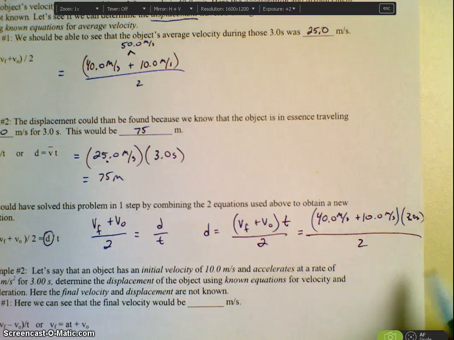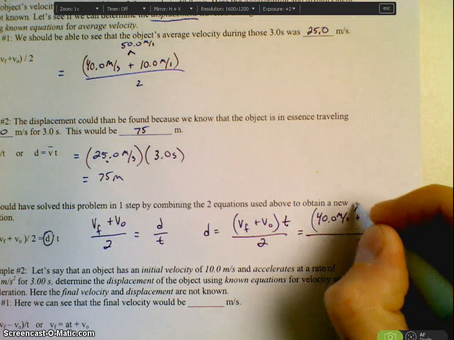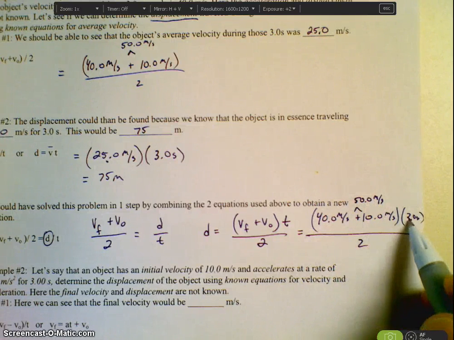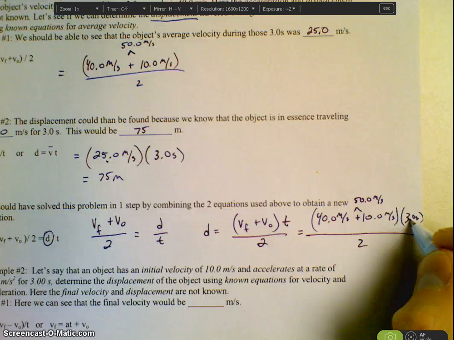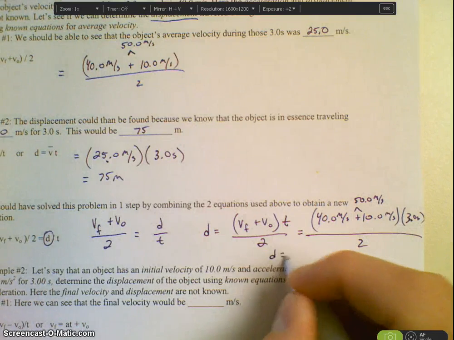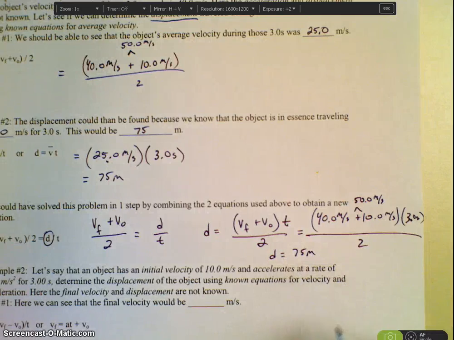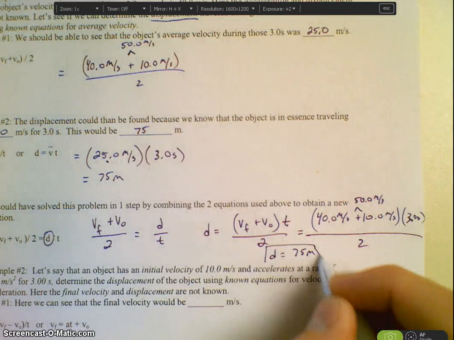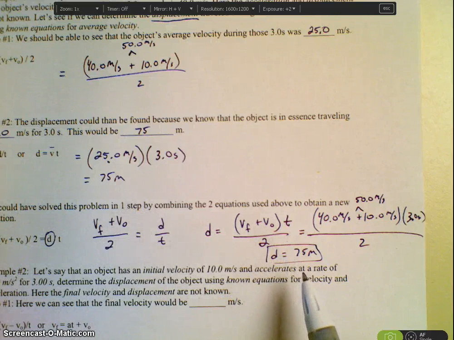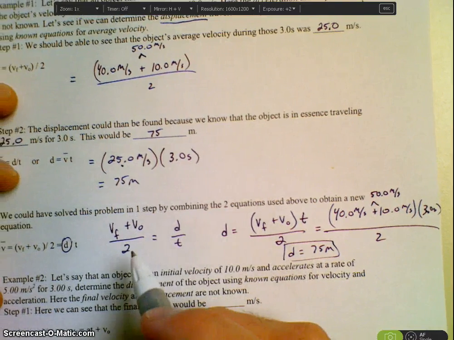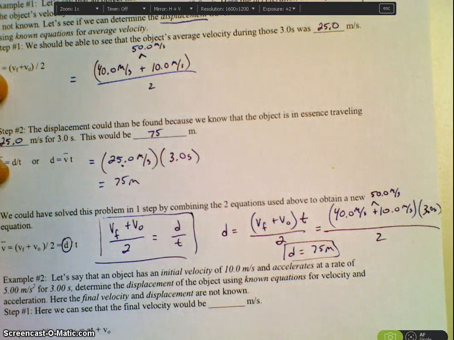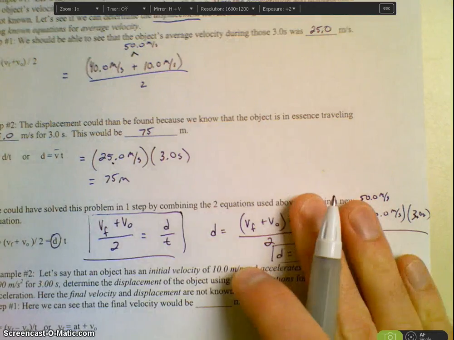So again, when I solve this in my calculator, I can show my addition rule right here. 50 times 3 divided by 2. Most of us can do that in our head. 50 times 3 is 150. Divided by 2 gives me a displacement of 75 meters. So again, we get the same answer, but we did this in one step using our new equation right here. Okay? Let's look at the second example.